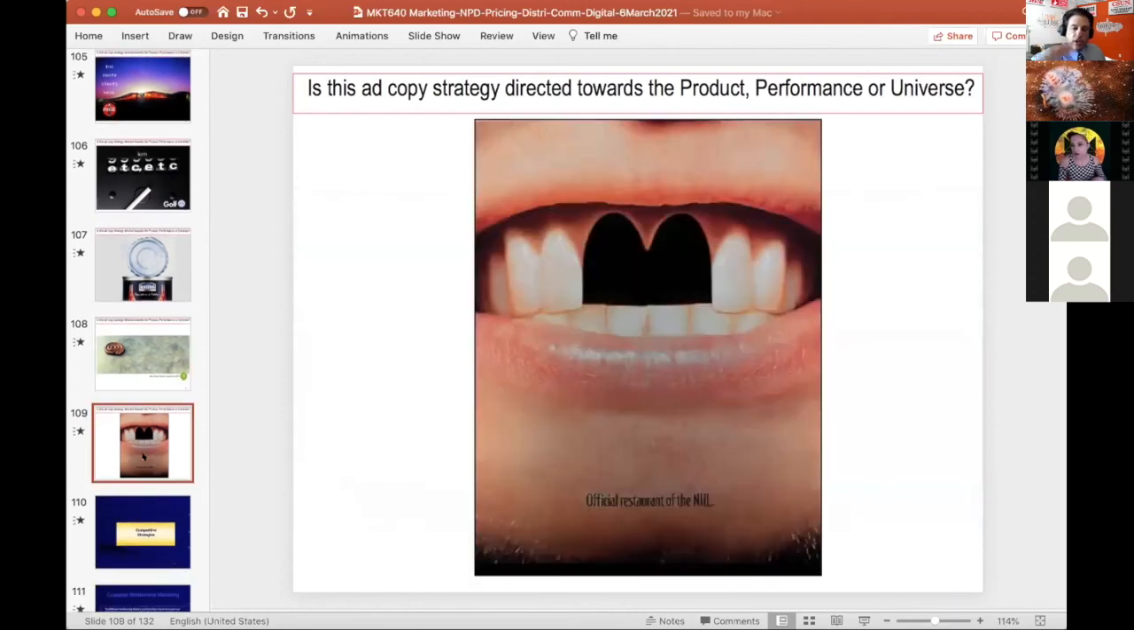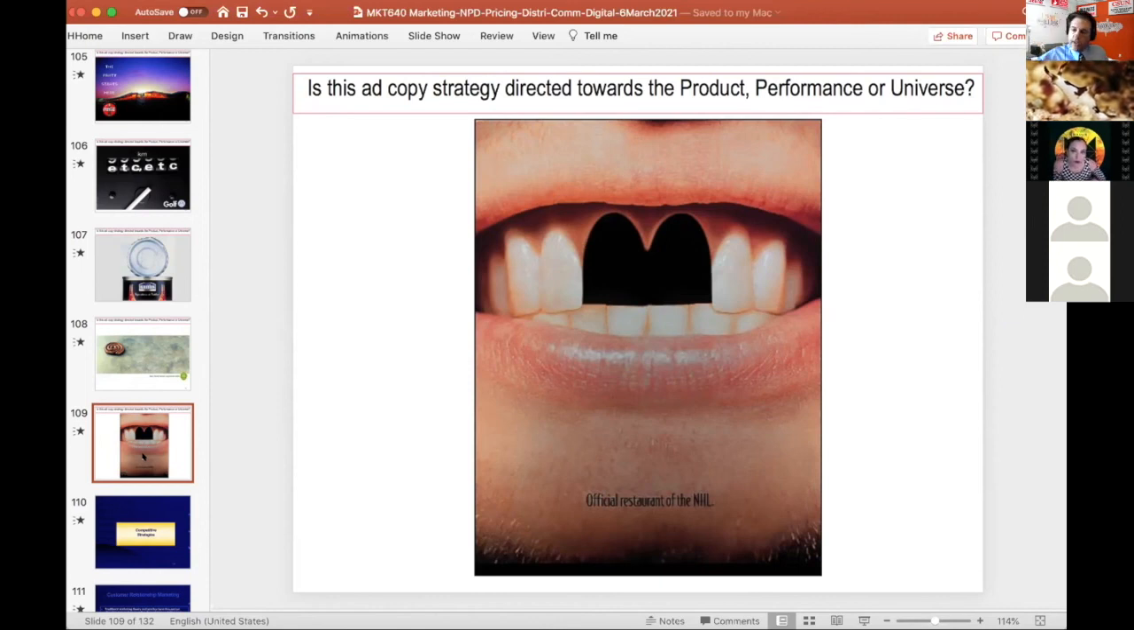Now, this one is a McDonald's ad, and it says official restaurants of the NHL. So the NHL people will probably like it more because they'll see the sign of the mouthpiece, and there's the idea of the smile. So obviously, it's not a product commercial because you don't see the burgers. It has to do with performance, and maybe it tells you about the universe. It's something that is friendly for the users of the NHL. So it's probably a 10% universe and 90% performance.